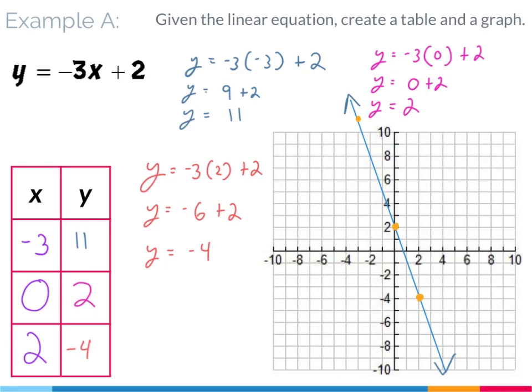Now, just because these are the points that we pick doesn't mean that they're the only points that will work. There are other points on this graph that do work. We just didn't select them for our table. That's why you can always select different x's, and as long as you do that, you should still get the same line. It doesn't matter what x's you pick because the linear equation remains the same. Now let's take a look at example B.